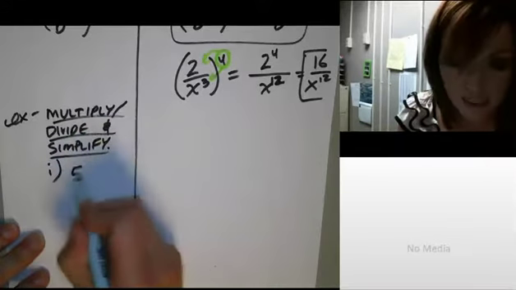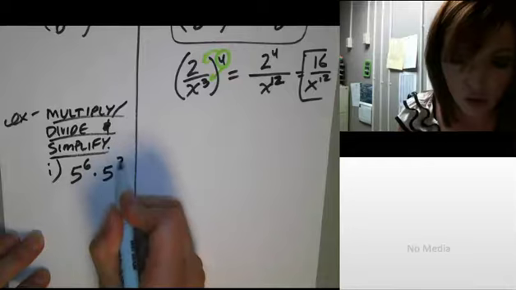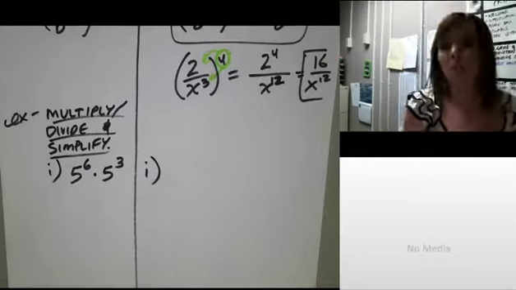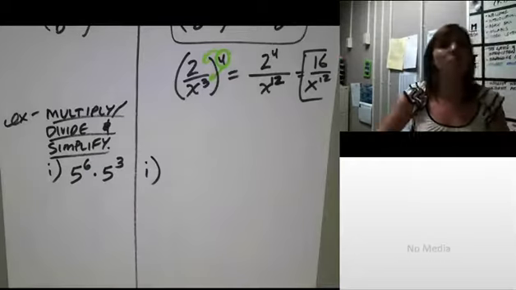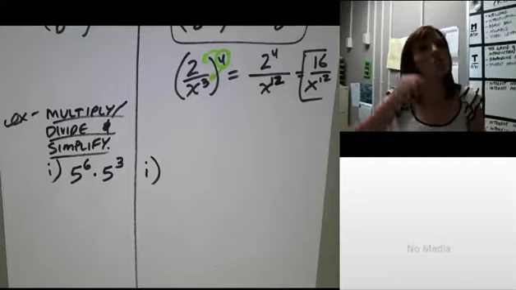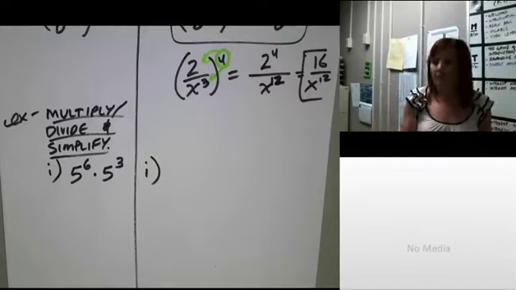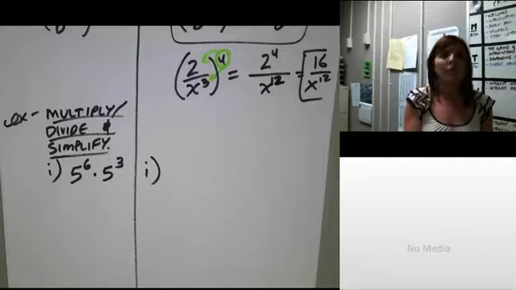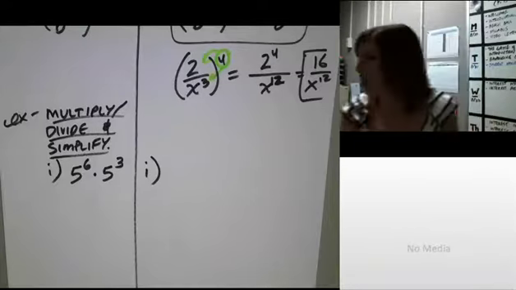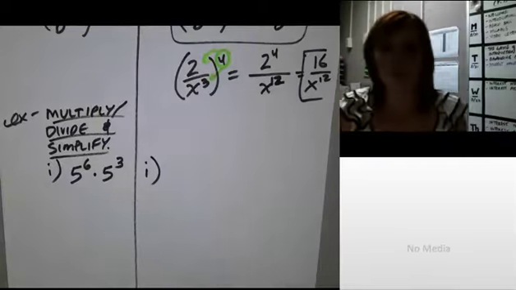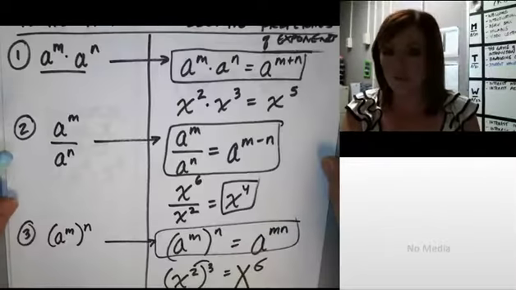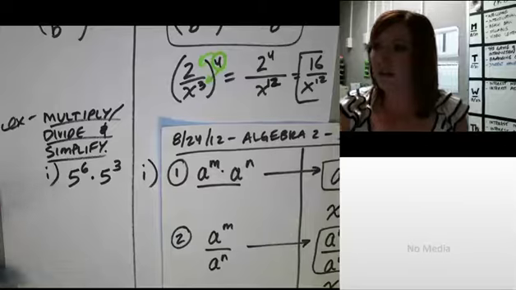So the first one, 5 to the 6th times 5 to the 3rd. What I would like you guys to be doing as we go through these is look back at your notes to see which rule each of these problems applies to. Everybody be looking at that. The notes piece that I'm talking about is the first page of our notes. See if this one looks similar to any of those.